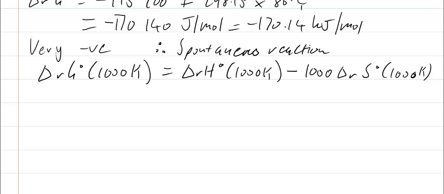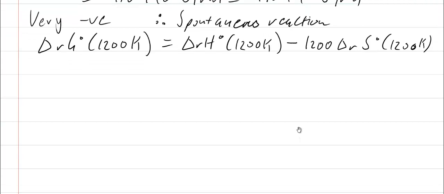And sorry, I just realized I've got the wrong temperature. Here I'm actually interested in 1200 degrees Kelvin, and 1 minus 1. So to get to 1200 degrees Kelvin, I need to use a path.